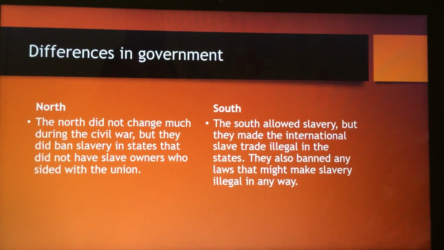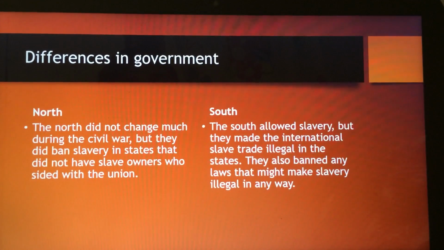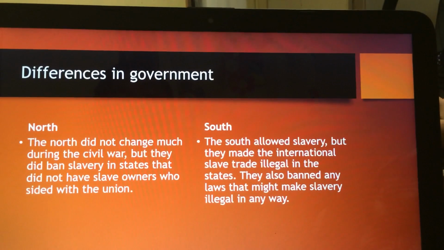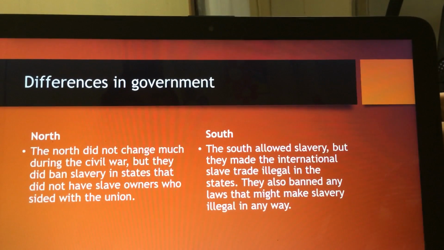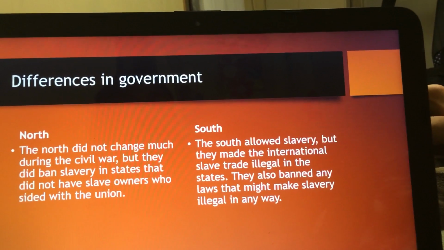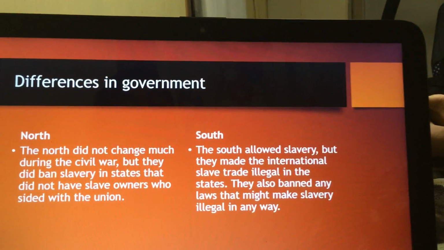Okay, so the differences in government. The North did not change much during the Civil War, but they did ban slavery in states that did not have slave owners who sided with the Union. The South allowed slavery, but they made the international slave trade illegal in the states. They also banned any laws that might make slavery illegal.